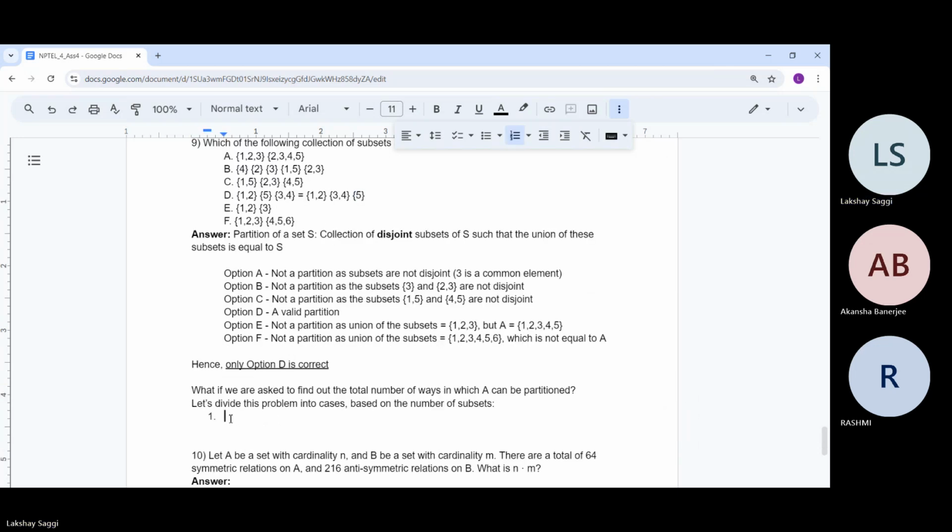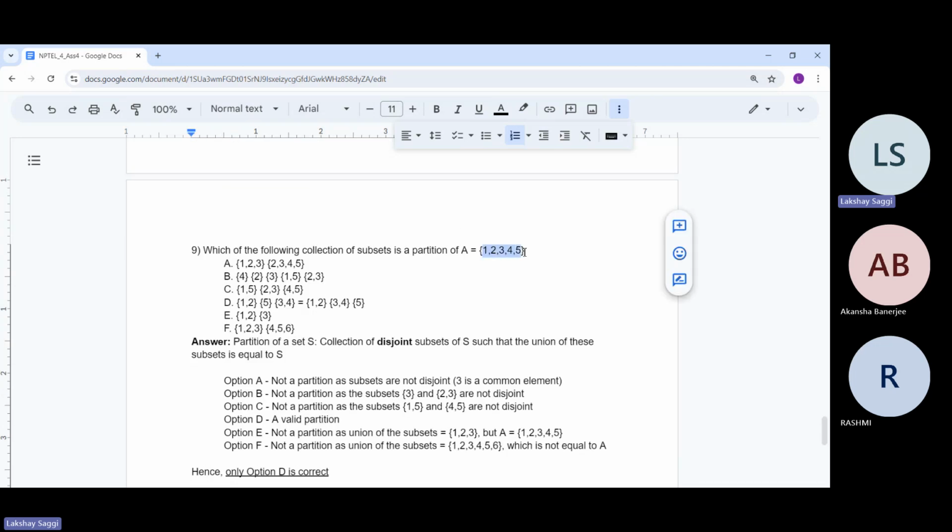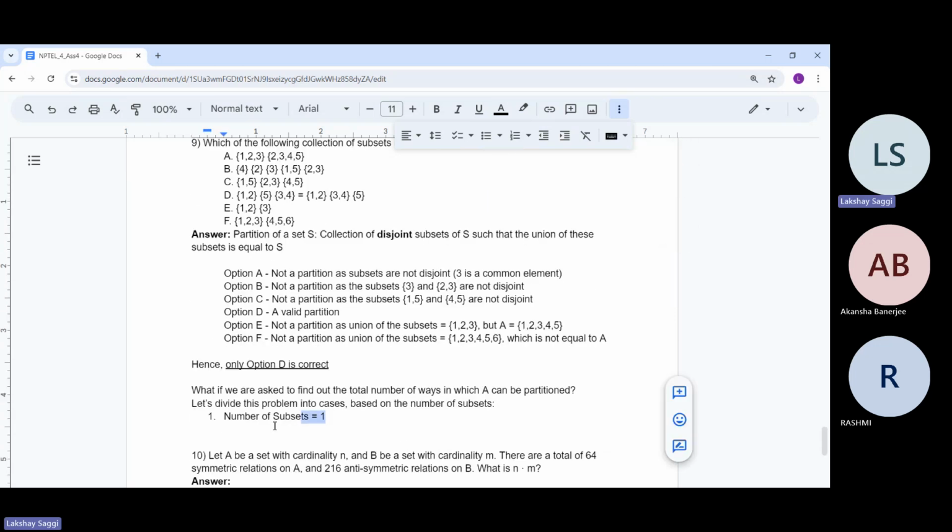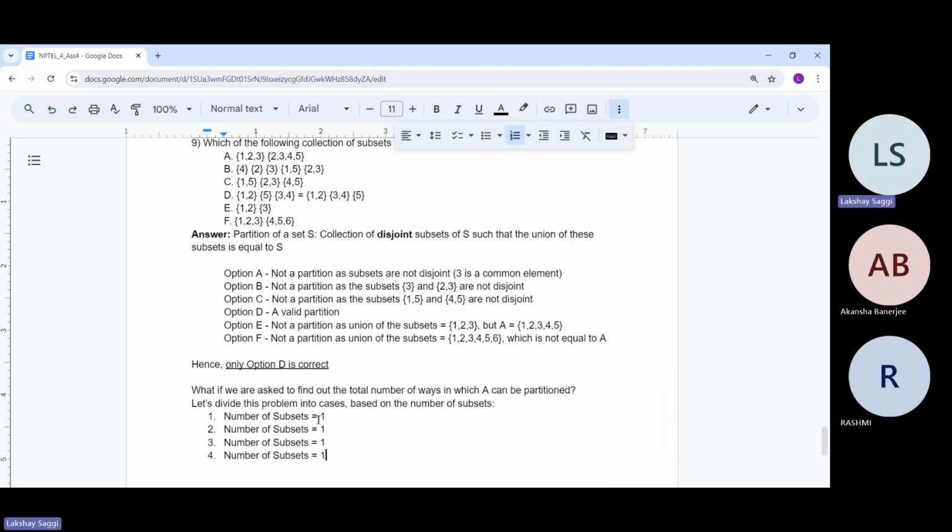Similarly, there can be partitions with three subsets, four subsets, five subsets. So there will be multiple cases. As you can see, there are 5 elements in the set A, so the maximum we can have is 5 different subsets. The number of subsets can be 1, it can be 2, it can be 3, it can be 4, it can be 5. It can't be more than 5 because we only have at most 5 elements. So we have to count the number of cases in all of these separately.